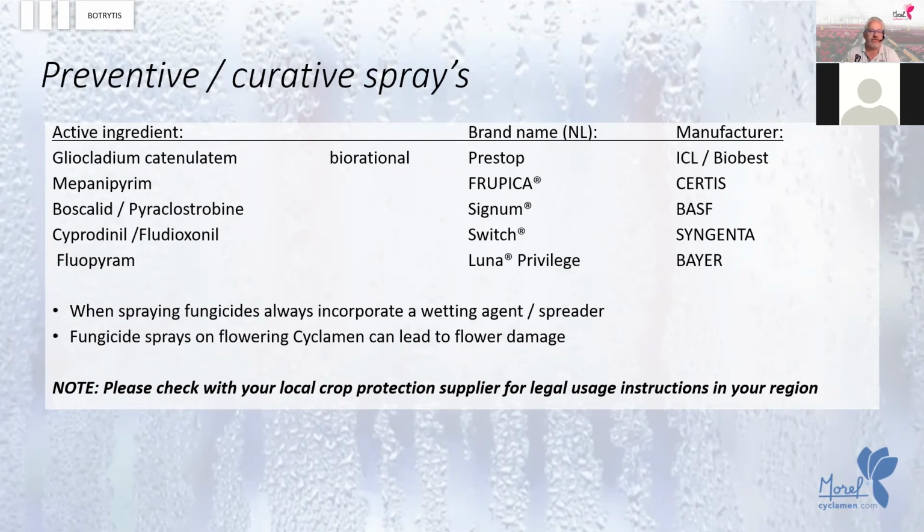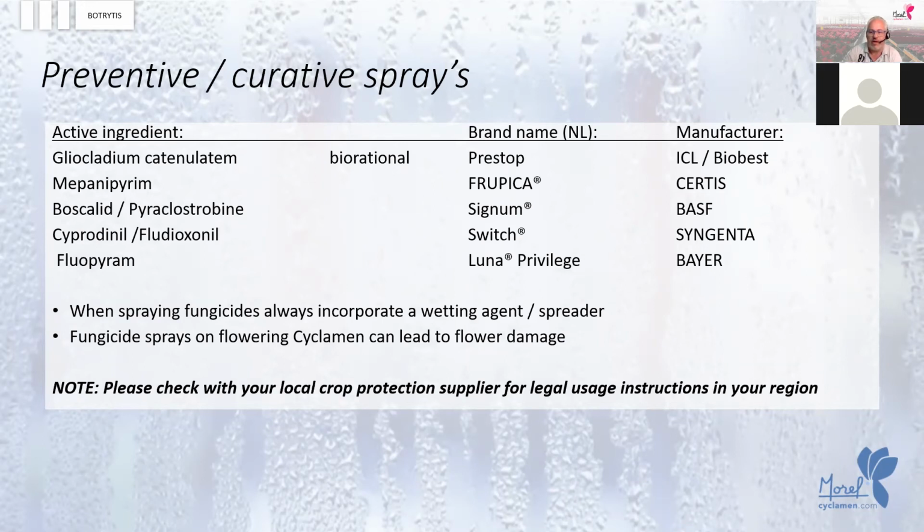The only one that probably would be helpful would be Prestop, because it's the only biorational one. But okay, I'm not a specialist on crop protection. I think for Vasil, it would be best to contact his local crop protection supplier and ask for their advice on what would be safer to use when you also use natural predators in the greenhouse.